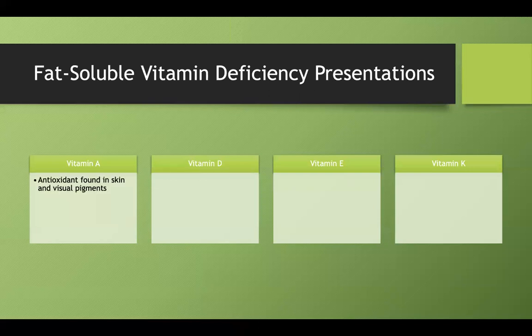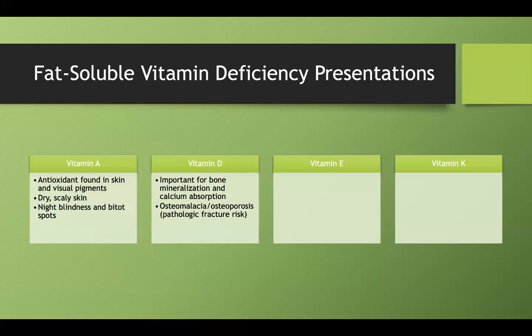Vitamin A is found in your skin and in your visual pigments. So the two symptoms you should always look out for are skin changes, like dry, scaly skin, and something called Bitot spots or night blindness. Vitamin D, as you might be aware, is important for bone mineralization and calcium absorption. So again, the two things you'll expect are weak bones, so you might get osteomalacia or osteoporosis, and you might have hypocalcemia and the symptoms associated with that, like tetany.